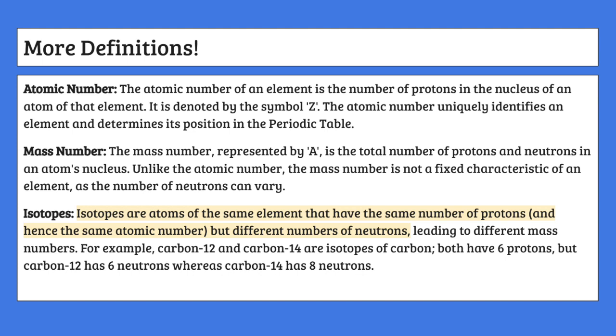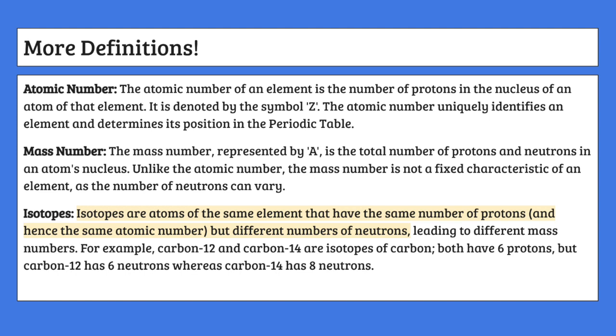And going on this, let's define an isotope. See, isotopes are atoms of the same element that have the same number of protons but different number of neutrons. For example, carbon-12 and carbon-14 are isotopes of carbon. Both have 6 protons as they are both carbon, but carbon-12 has 6 neutrons, whereas carbon-14 has 8 neutrons.